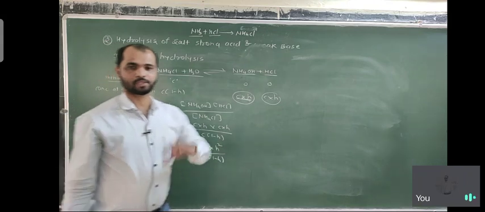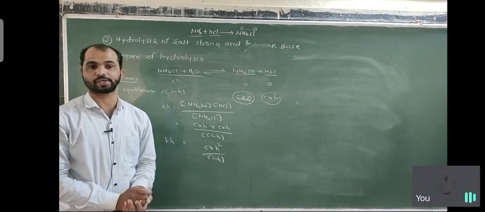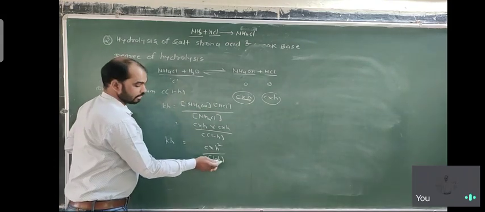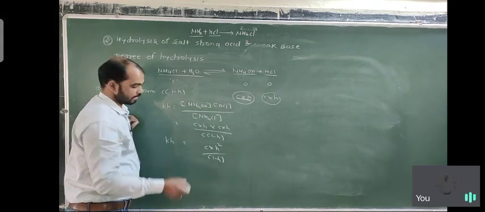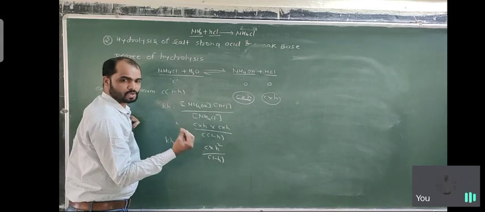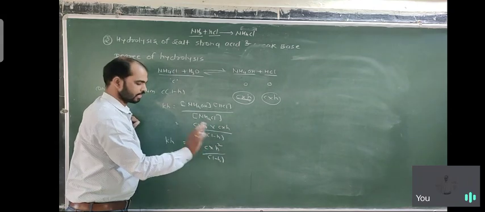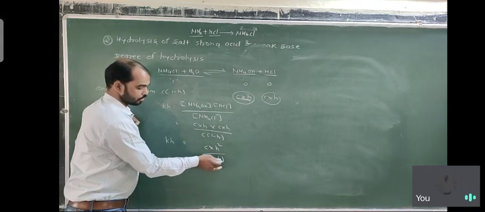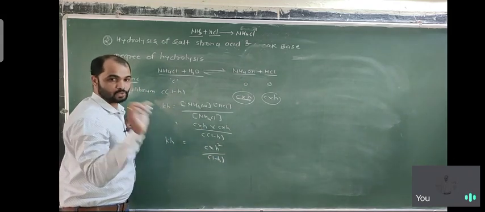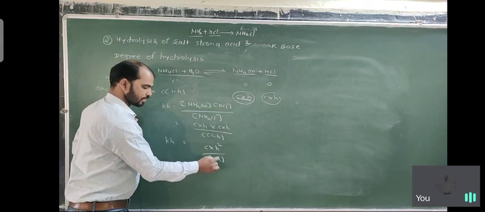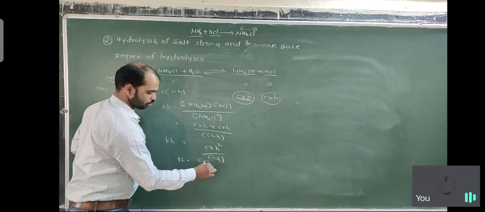If we consider the hydrolysis is very negligible, it means 1 minus H is almost equal to 1. If only 0.01% is hydrolyzed, then the unhydrolyzed value is very close to 1. If H is smaller, 1 minus H is very close to 1. If H is larger, then it has importance. So if H is small, 1 minus H is taken as 1, and KH is equal to C into H square.